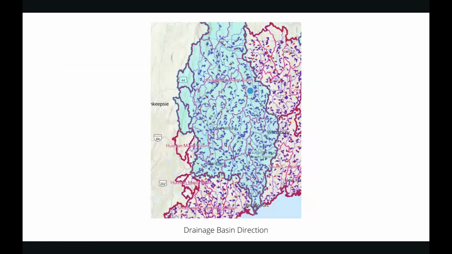In Torrington's watershed, all of the water flows to the Housatonic River and then into the Long Island Sound, where all of Connecticut's water eventually goes. This happens because of the contour lines and ridges that separate our basin into the Housatonic Major Basin. There are other major basins in Connecticut as well, and they all drain into the Long Island Sound.